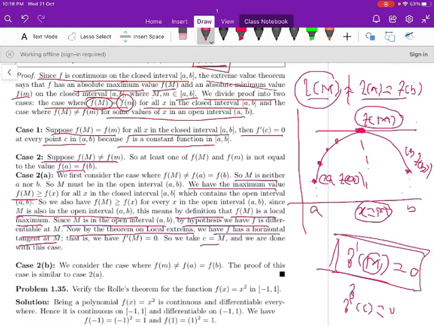The proof is done. Similarly, one can consider the case where the absolute minimum value is not equal to f of a and f of b. The proof of this case is similar to case 2a. So just try it yourself. Let us stop.